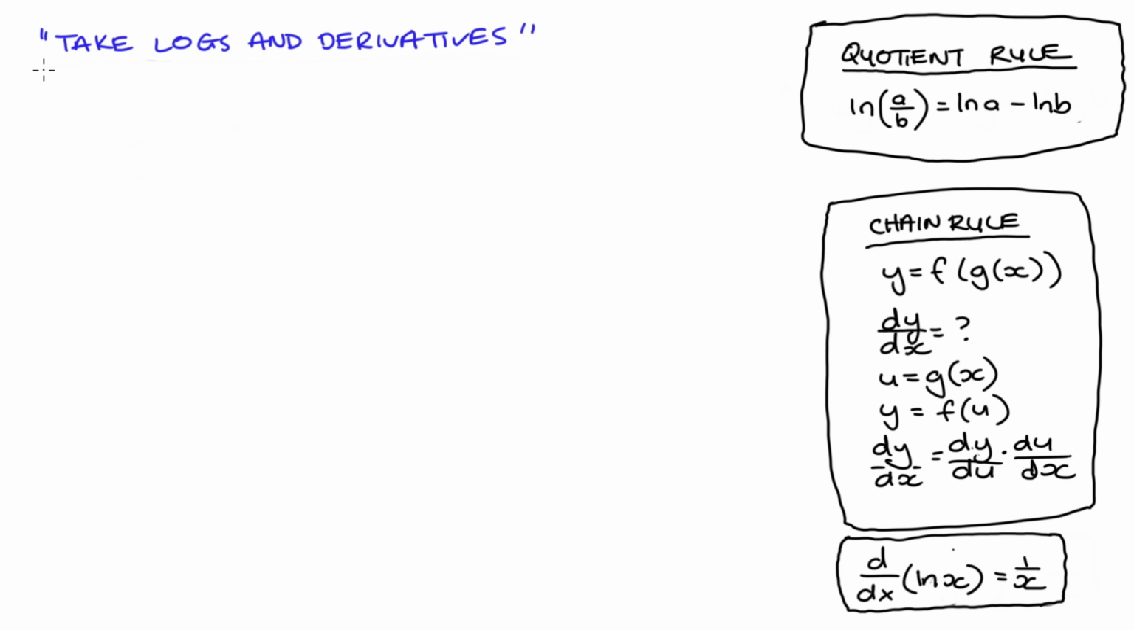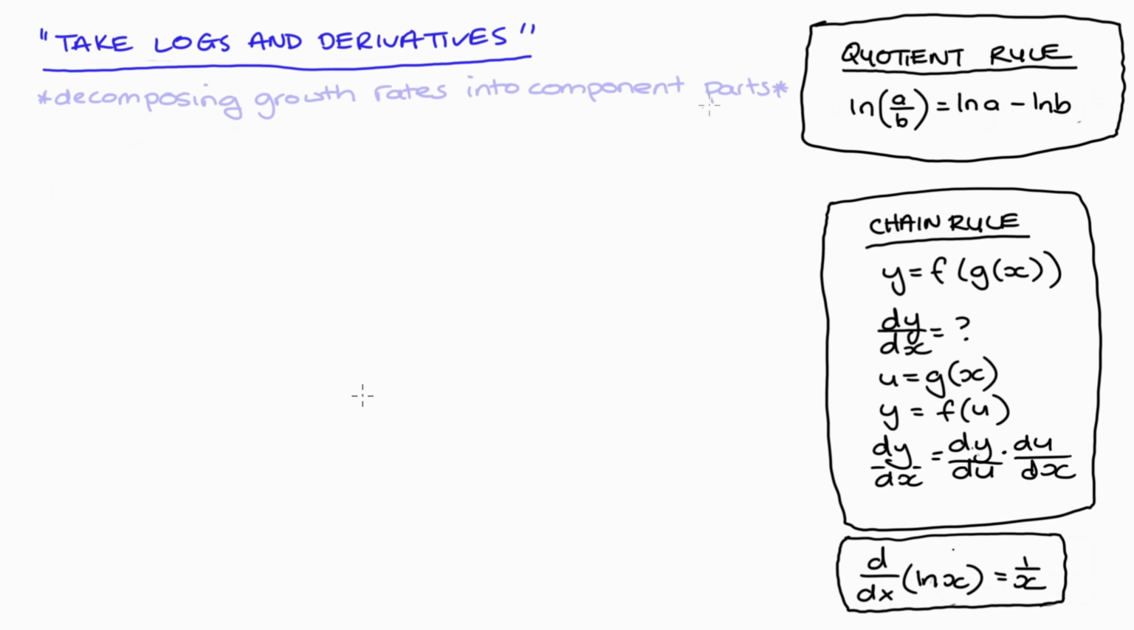Hi everyone, in this video I'm going to go through an example of a process we call taking logs and derivatives. What we do when we take logs and derivatives is we find an expression for the growth rate of a variable and decompose that growth rate in terms of its component parts. Now in this video I'm going to focus on just this variable here.